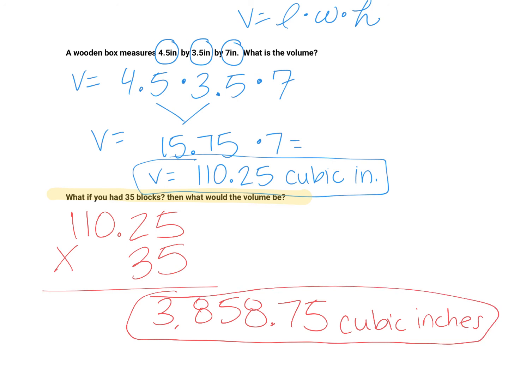So any question that you get and it gives you another challenge like this one, what if you had 35 blocks? What if you had 100 blocks? All you have to do is use multiplication. It's that easy. All right, students, this has been Module 15.2, Volume of Rectangular Prisms.